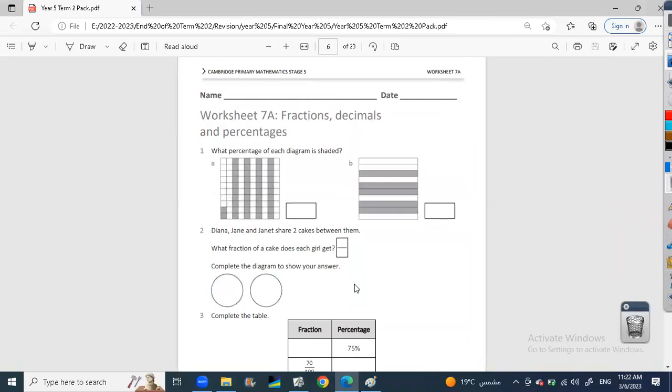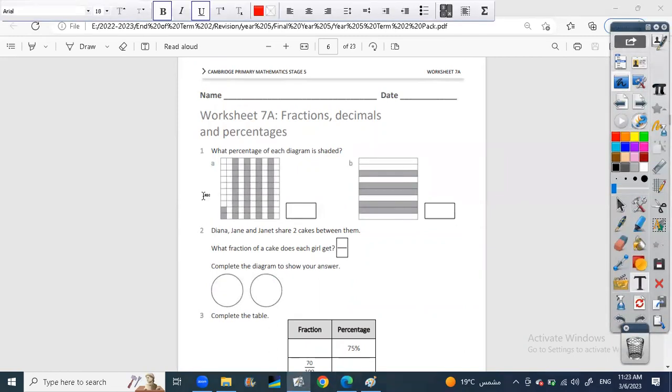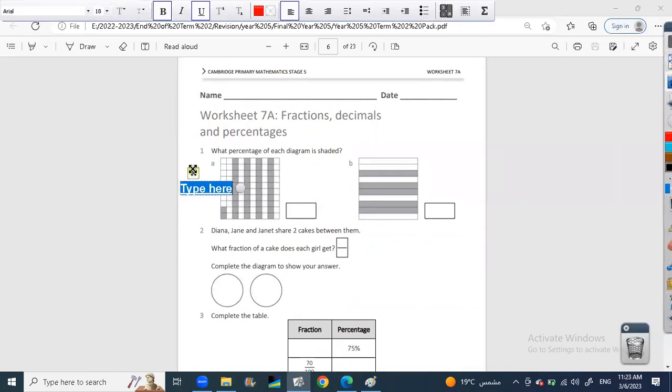Okay, now we're going to get into fractions, decimals, and percentages. Okay, all right, when you have a shape like the one that we have over here, and they want you to write it as a percentage, the same to you, what percentage of each diagram is shaded? What percentage of each diagram is shaded? The first thing that you need to write over here is writing it first as a fraction.